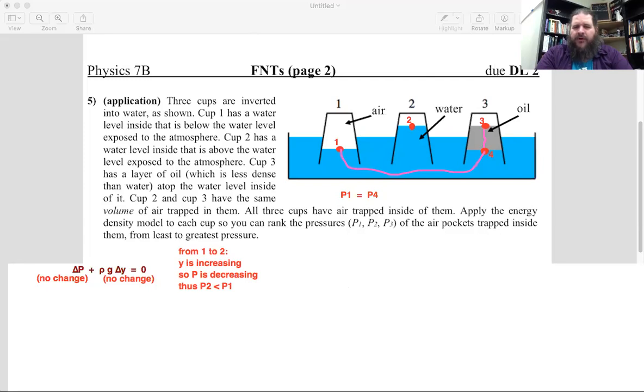But we also know pressure 4 is the same as pressure 1. So it looks like pressure 3 is lower than pressure 1, and pressure 2 is also lower than pressure 1. What does that tell you about pressure 1 compared to the others? The highest pressure. Yeah, pressure 1 is the highest pressure. And pressure 2 and pressure 3 are both lower pressure than pressure 1, but we still need to figure out how 2 and 3 compare to each other. Any questions on that so far?